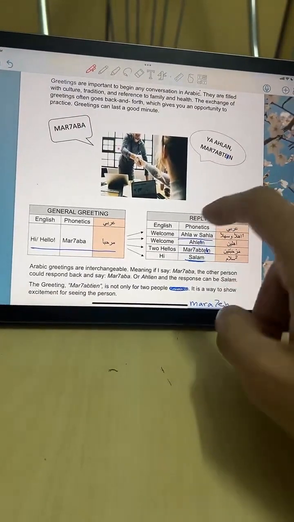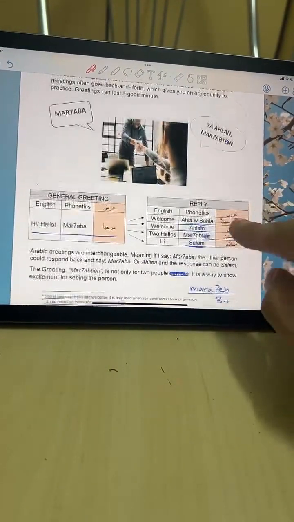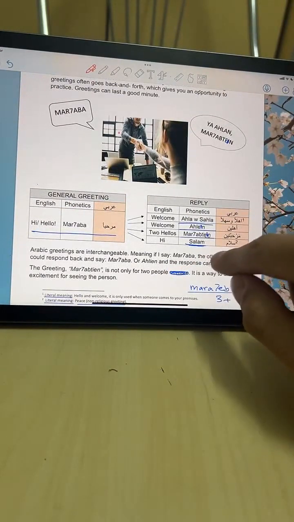Exactly. You're from Saida? No, I'm from Brumana. Okay, because in Saida they stretch the way they speak.